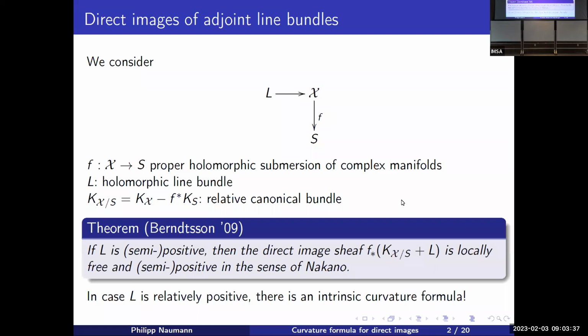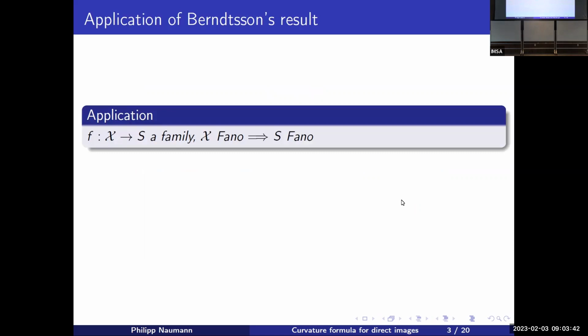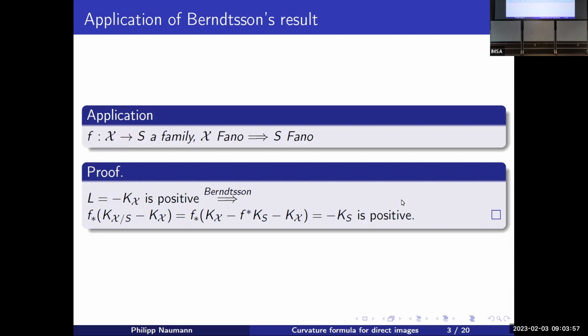And so how can this be applied in another way? Given such a smooth family, and say the total space is Fano, then we can conclude from Berndtsson's result that the base is Fano as well. We look at L, which in applications will often be some multiple of the relative canonical, but in this case minus the canonical of script X. In the Fano case, this is positive.